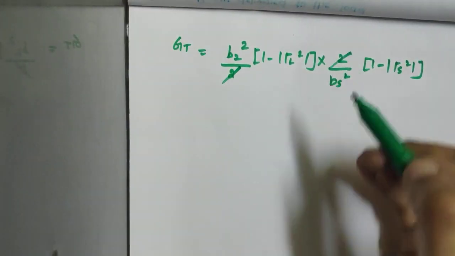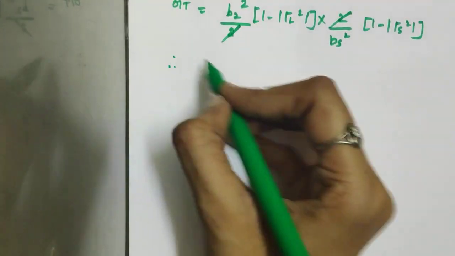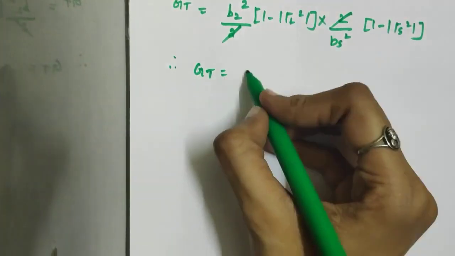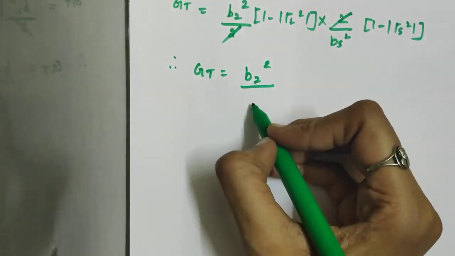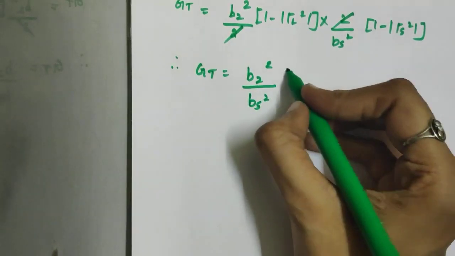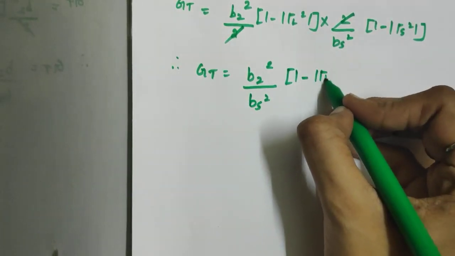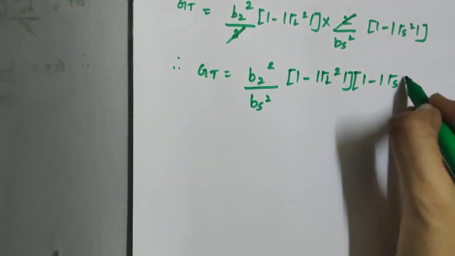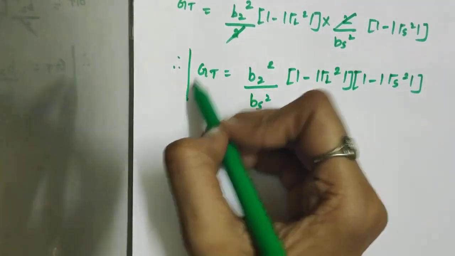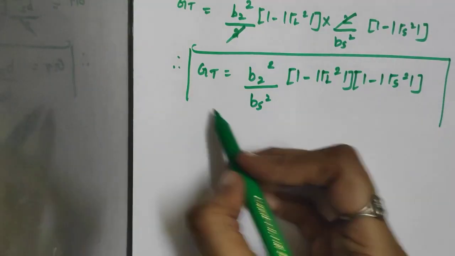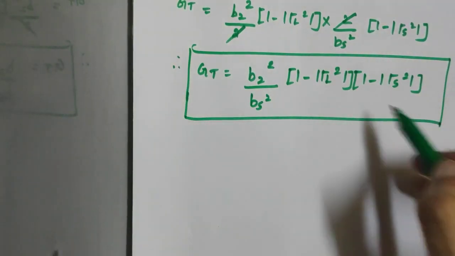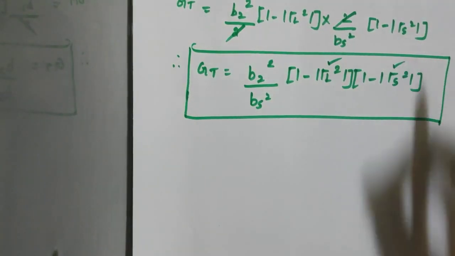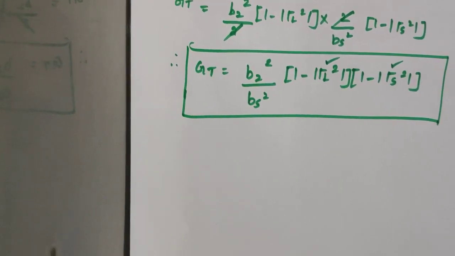So this 2 can get cancelled. So we will be getting the transducer power gain formula to be B2 square divided by B square into 1 minus mod of tau L square into 1 minus mod of tau square. This is the formula for the transducer power gain in terms of the coefficients at the source and load.